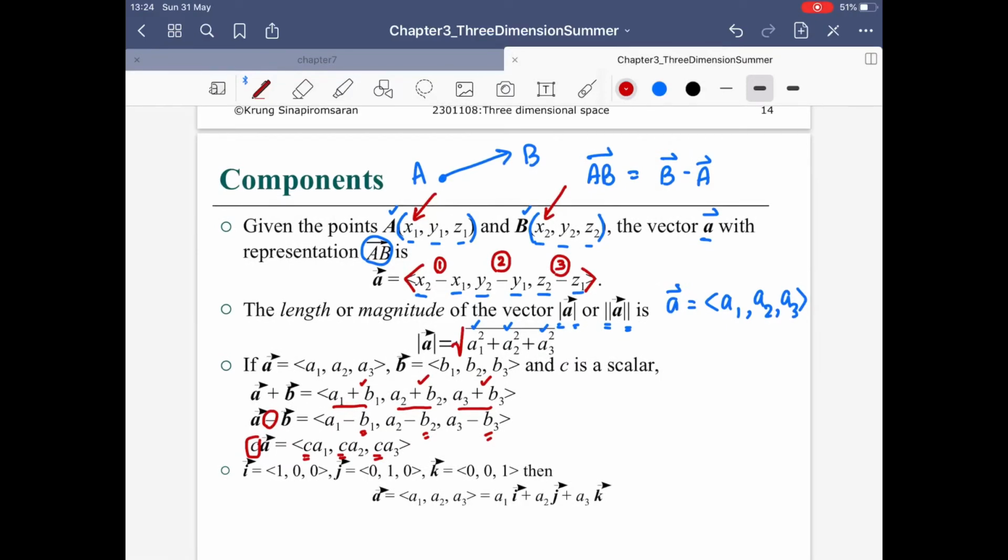To write a vector, we can write it in this way: a1, a2, a3 in angle brackets like this, or you can do it using the so-called unit vectors along each direction. i is a unit vector along the x direction, j is a unit vector along the y direction, and k is a unit vector along the z direction. So your a1, a2, a3 as a vector A can be represented by a1 i plus a2 j plus a3 k, just like this.